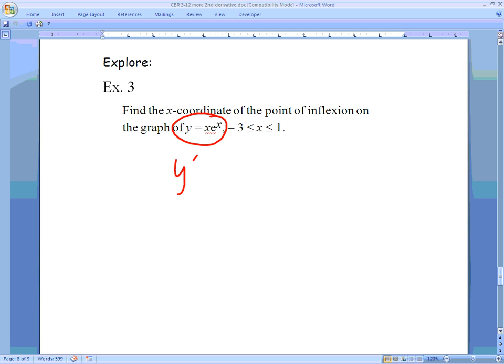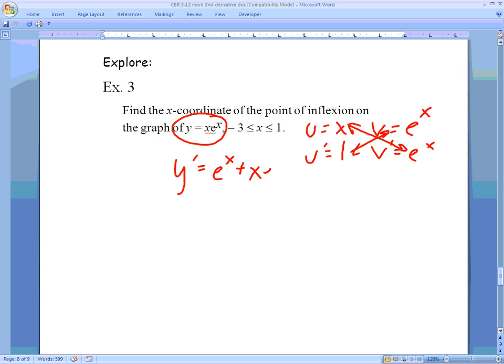So our first derivative, it's product rule. We have a u equals x, a v which equals e to the x. Derivatives don't get much nicer than this. So our derivative of x is 1. Our derivative of v is e to the x. So I put those together with 1 times my e to the x, which is just e to the x, plus my x times e to the x, which is x e to the x.